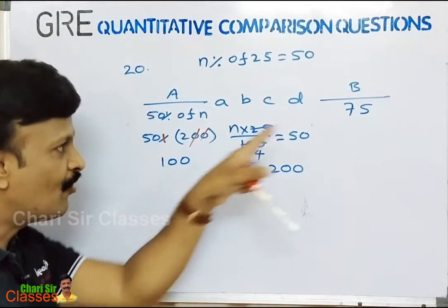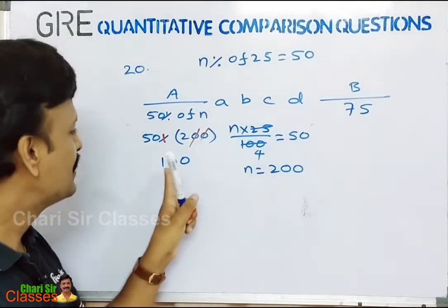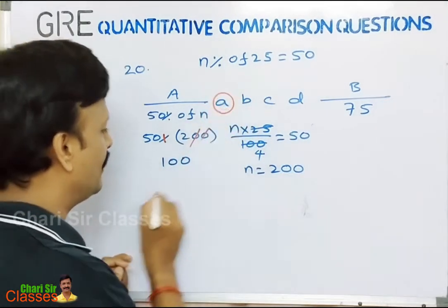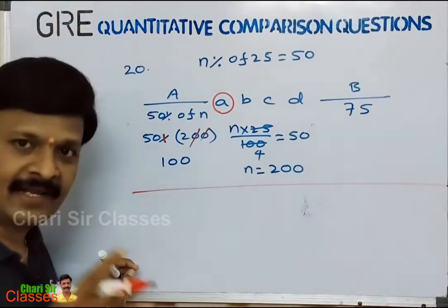Quantity A is 100. Quantity B is 75 is given. So 100 is greater than 75. That is, quantity A is our answer. Quantity A is greater. Answer A is our answer.